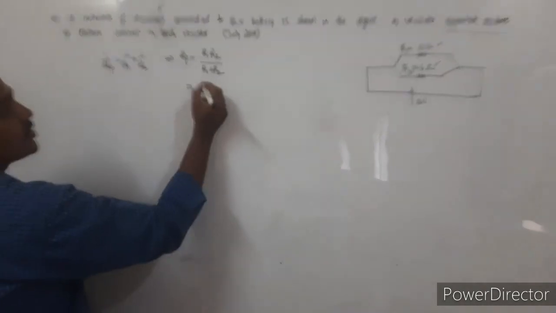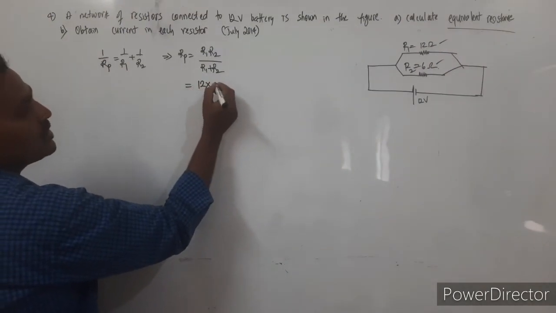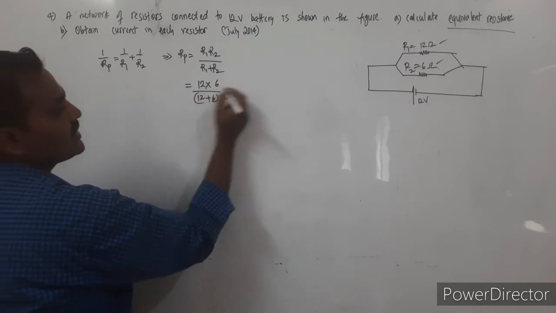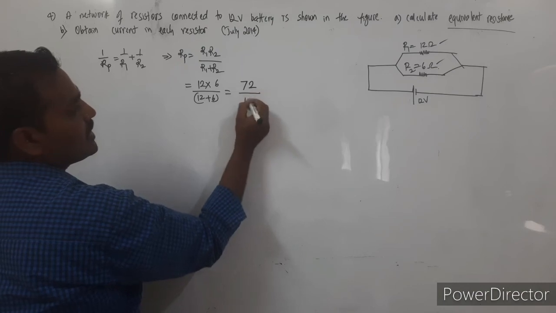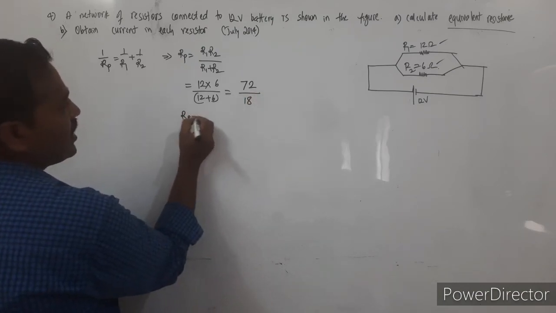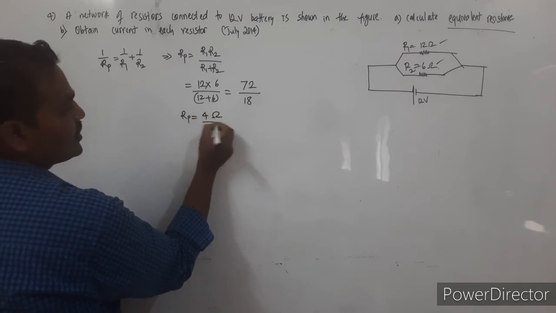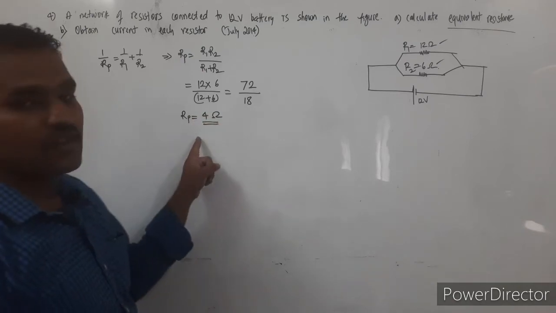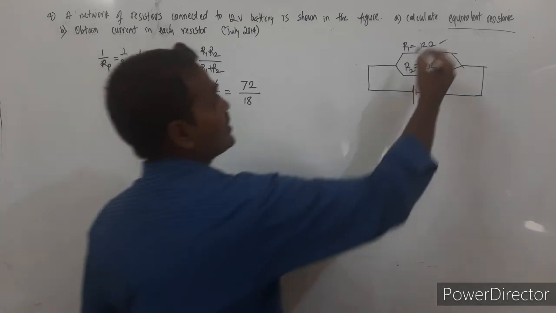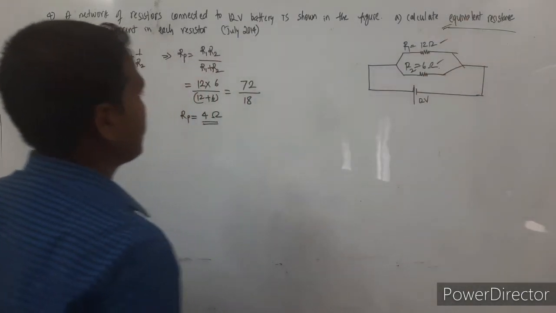Let us substitute the values. I will get 12 into 6 divided by 12 plus 6, so that is 72 divided by 18. So Rp is equal to 4 ohms. The effective resistance of the parallel combination of these two resistors is 4 ohm. So the first part solution we have obtained now.